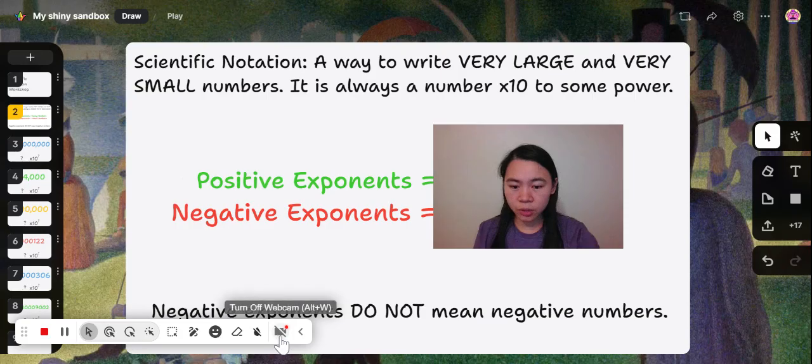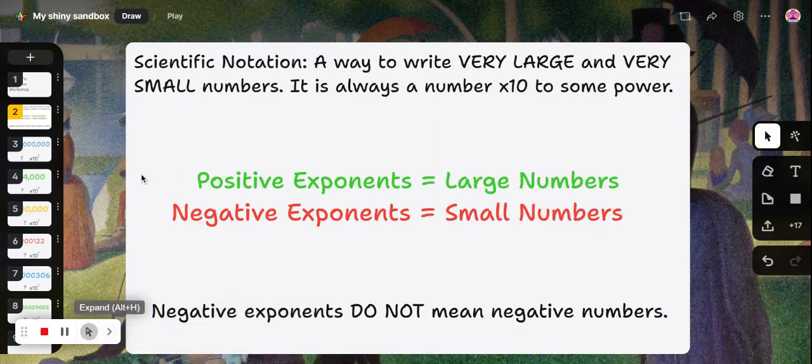As a reminder, scientific notation is a way to write very large and very small numbers. It's always going to be some number times 10 to some power, to some exponent. Think about what scientists study. They study things that are really large in size, like space, or things that are really fast, like the speed of light. And they also study things that are very small, like bacteria, cells, and atoms.